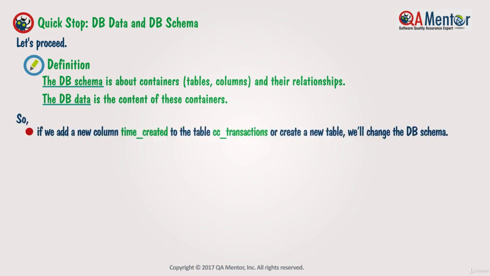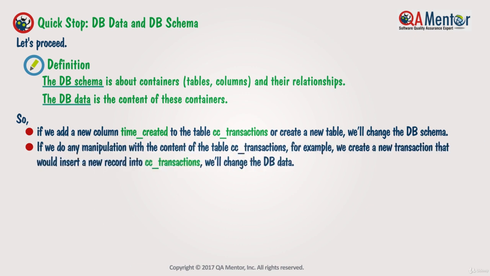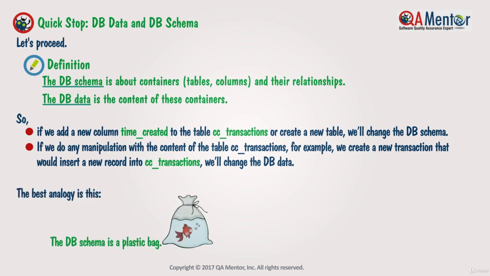So, if we add a new column, time created, to the table CC transactions, or create a new table, we'll change the DB schema. If we do any manipulation with the content of the table CC transactions, for example, we create a new transaction that would insert a new record into CC transactions, we'll change the DB data. The best analogy is this. The DB schema is a plastic bag. The DB data is water in this plastic bag.